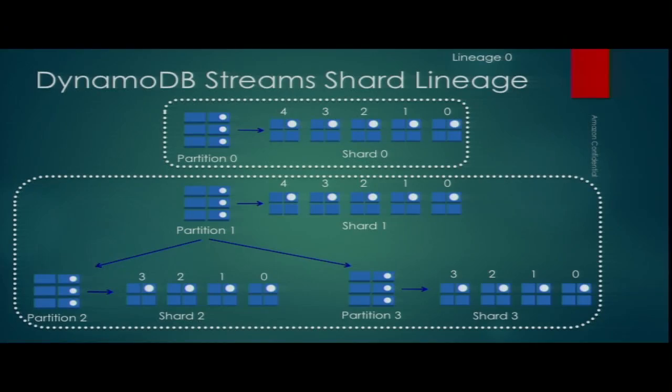So if an update went to, say, the shard lineage for partition 2, you will never see it in the other lineage. Again, very important when you're trying to track different items across time and space, and you want to make sure you process the records in the same order.